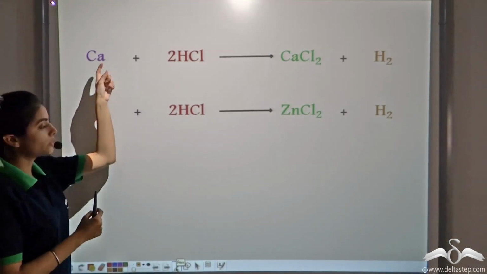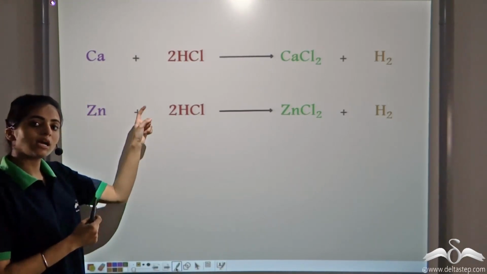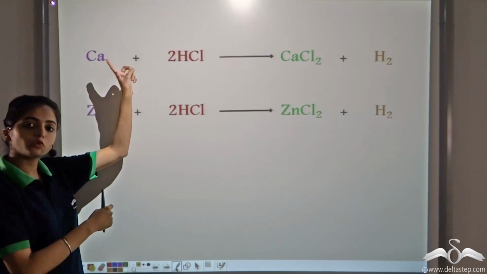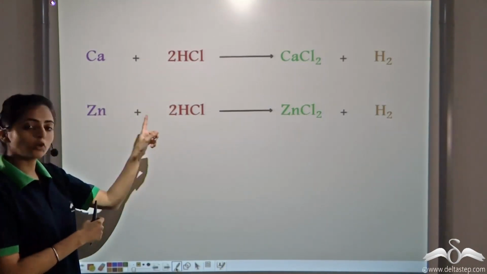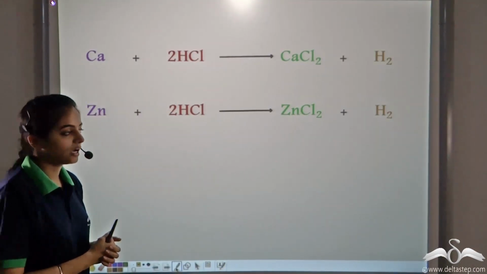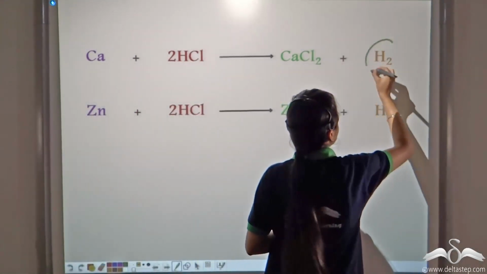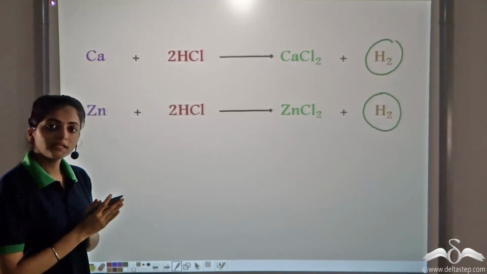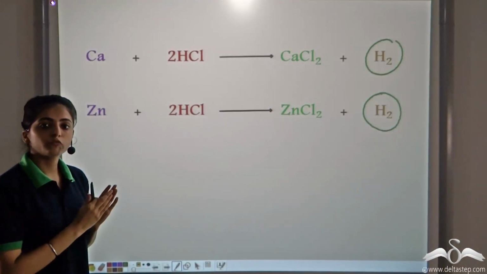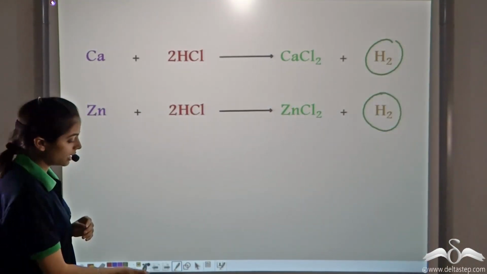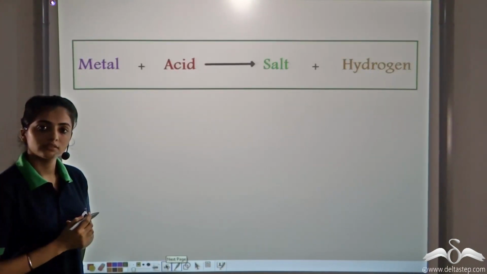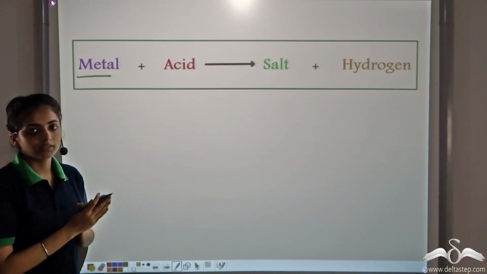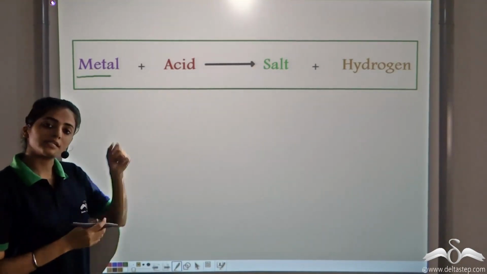So in this case, when calcium and zinc react with HCl, they form the corresponding salts. Calcium forms calcium chloride, zinc forms zinc chloride, and hydrogen gas is released. So when HCl reacts with metals, it forms the corresponding salts and hydrogen gas is released. This is true for all the metals that react with HCl. In this case, our acid is HCl.